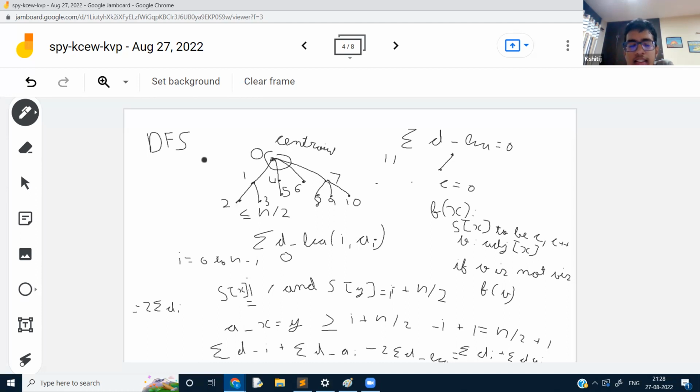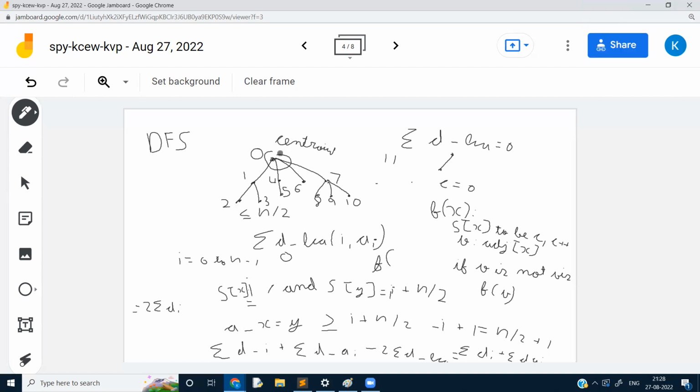No, we don't label it 0. This is the start time in the depth first search. So basically, we run DFS at the root node, the centroid, and we number all the nodes and run DFS. That's over. But when we add n by 2 to everything, do we just add n by 2 to the centroid node's value too?